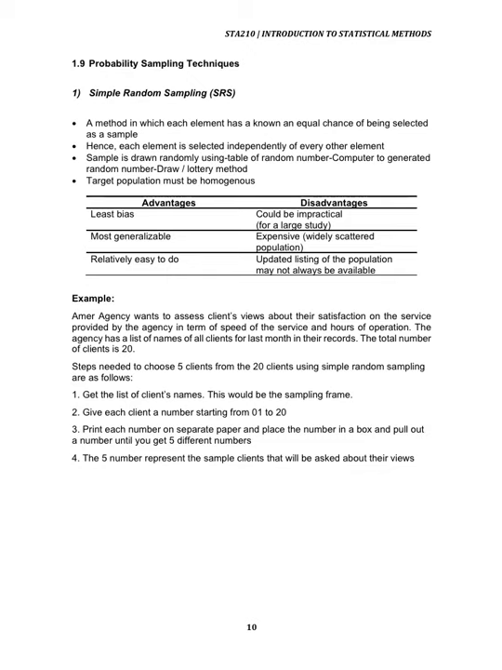So the steps are as follows. First, you should have the list of clients' names, which is our sampling frame. So we already have the list of names of all clients for last month. Number 2, give each client a number starting from 01 to 20. We number every client from 1 to 20. How do we do it? Print each number on a separate paper and place the numbers in a box and pull out a number until you get 5 different numbers. So the 5 numbers represent the sample clients that will be asked about their views.